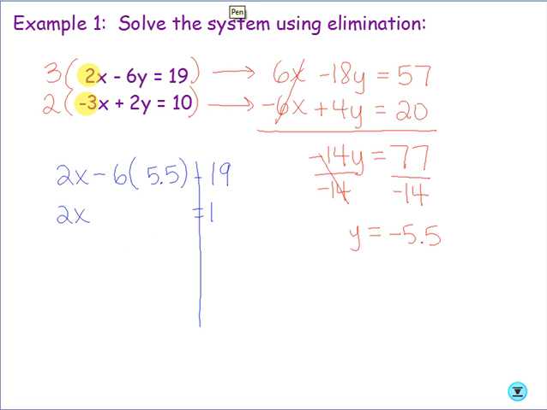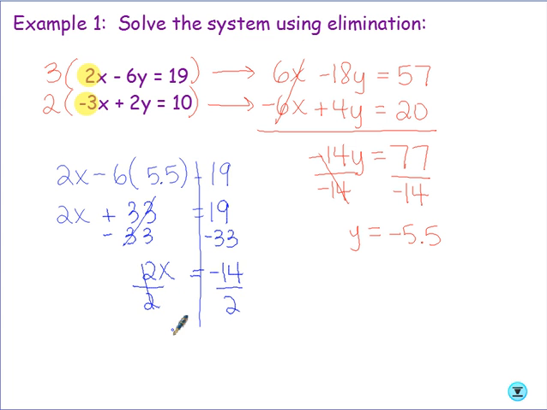I can't multiply, it's positive 33. Equals 19. Time to solve. Subtract 33. That leaves us with 2x equals negative 14. Put that in your calculator. Divide that by 2. We get x equals, if you divide those, you get negative 7.